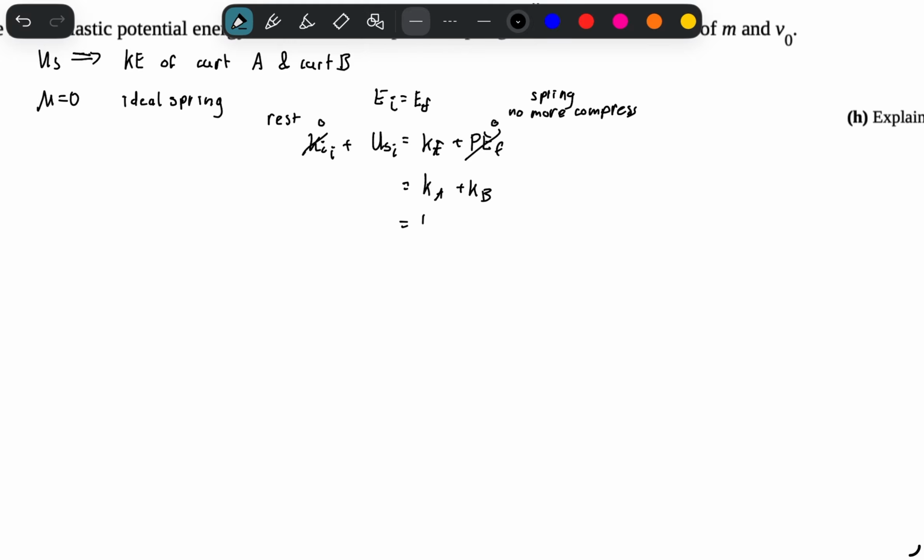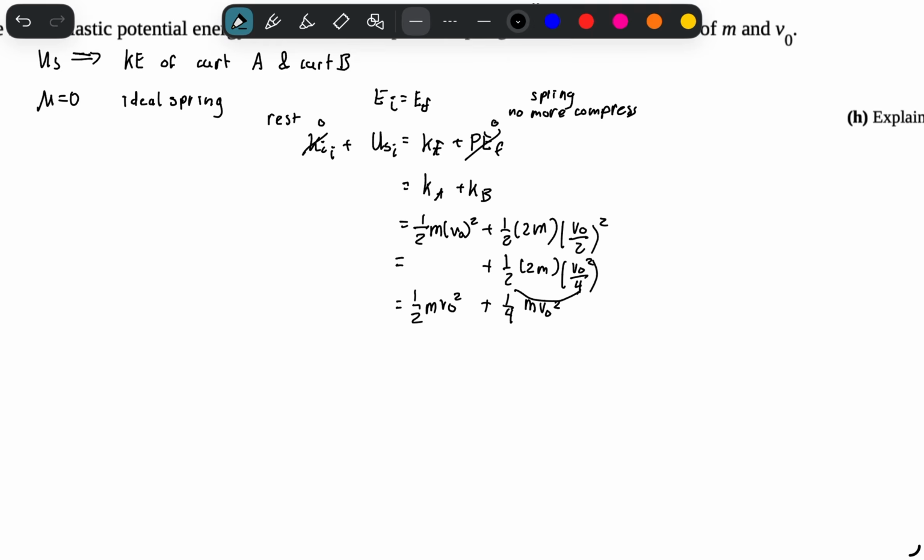Now we know kinetic energy is 1/2 mv squared. So for A, we have 1/2 m times VA, which was V initial, squared. And then for B, we have 1/2 times 2m times V initial over 2 squared, that we got earlier. So this is going to be 1/2 times 2m V initial squared over 4, and then we have 1/4, and then divide that by 2, 1/4 m V initial squared. So then after this, we just have 1/2 m V initial squared.